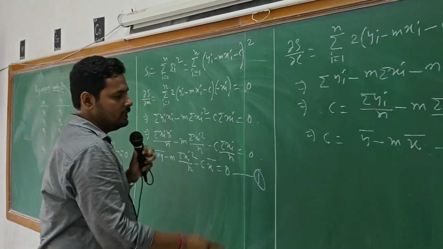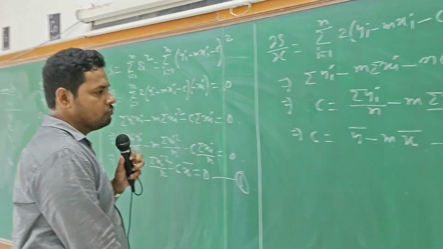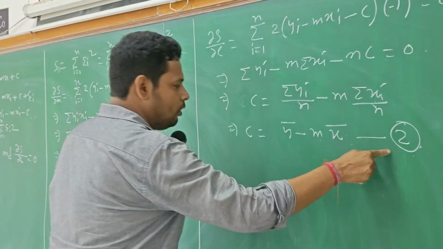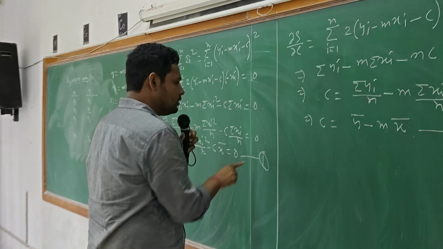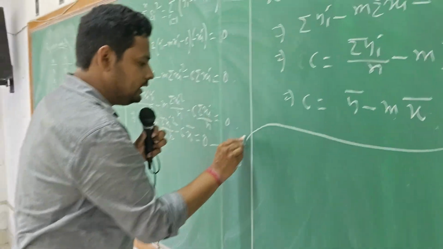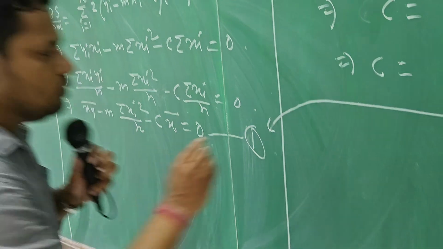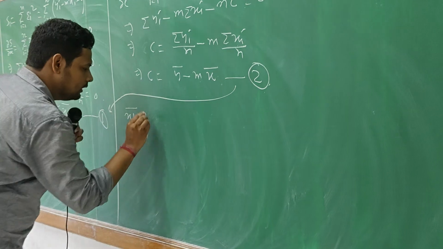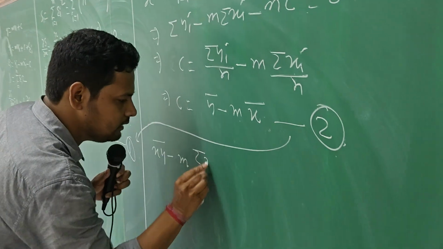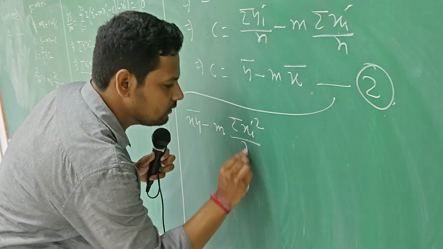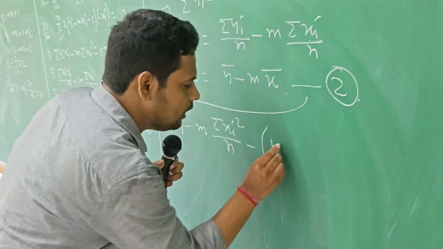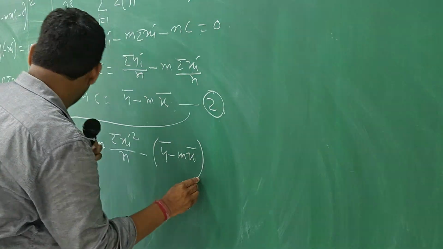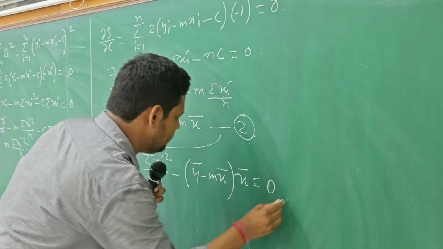So this is the first condition and this is the second condition. So from here we can express c in terms of m. So we replace this value of c in equation 1. So what we get? So this is xy bar minus m into summation xi square by n minus c, where c is now y bar minus m x bar, into x bar. This one equal to 0.